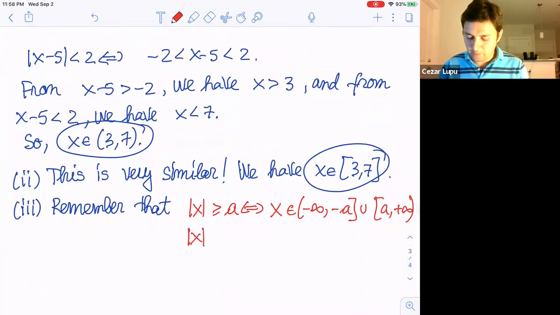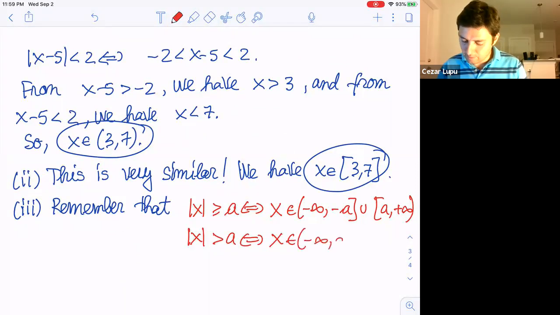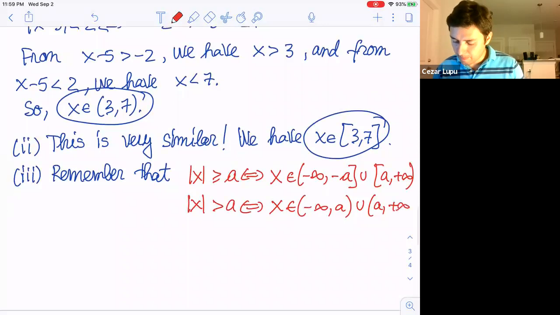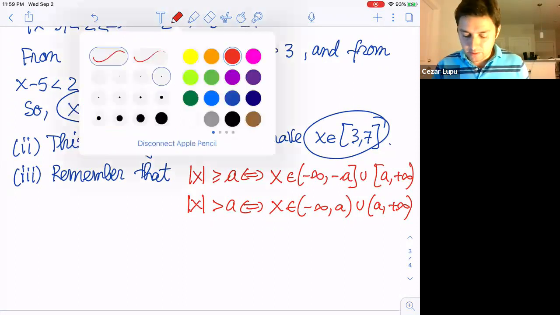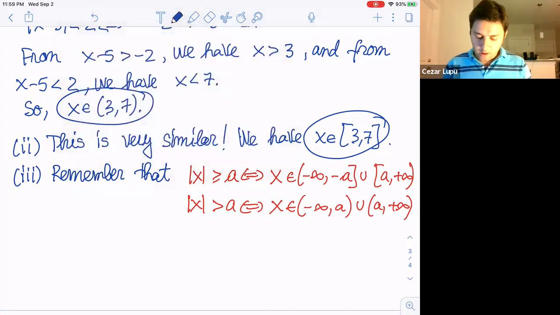And absolute value of x strictly greater than a will be equivalent with x belongs to these intervals, but this time it will be a union of open intervals, right? Anyway, I didn't write this in the notes, but in these lecture videos I try to explain in more detail what happens in the notes. Okay, so now the picture is quite clear, I hope.